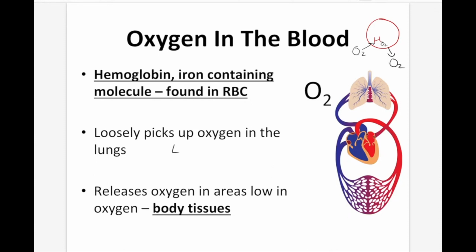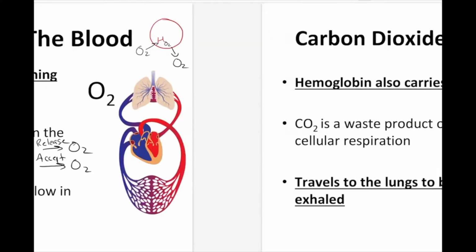When the oxygen is low, like in body tissues, it's going to release the oxygen. So we'll say when oxygen is high, like in the lungs, it's going to accept the oxygen and bind the oxygen to it. Now how this happens is relatively complex, but essentially the heme molecule is going to change shape when there's oxygen around so that it won't accept any more oxygen. When there's low oxygen, the shape is different again, different shape, different function, and it's going to be able to accept the oxygen at that point.